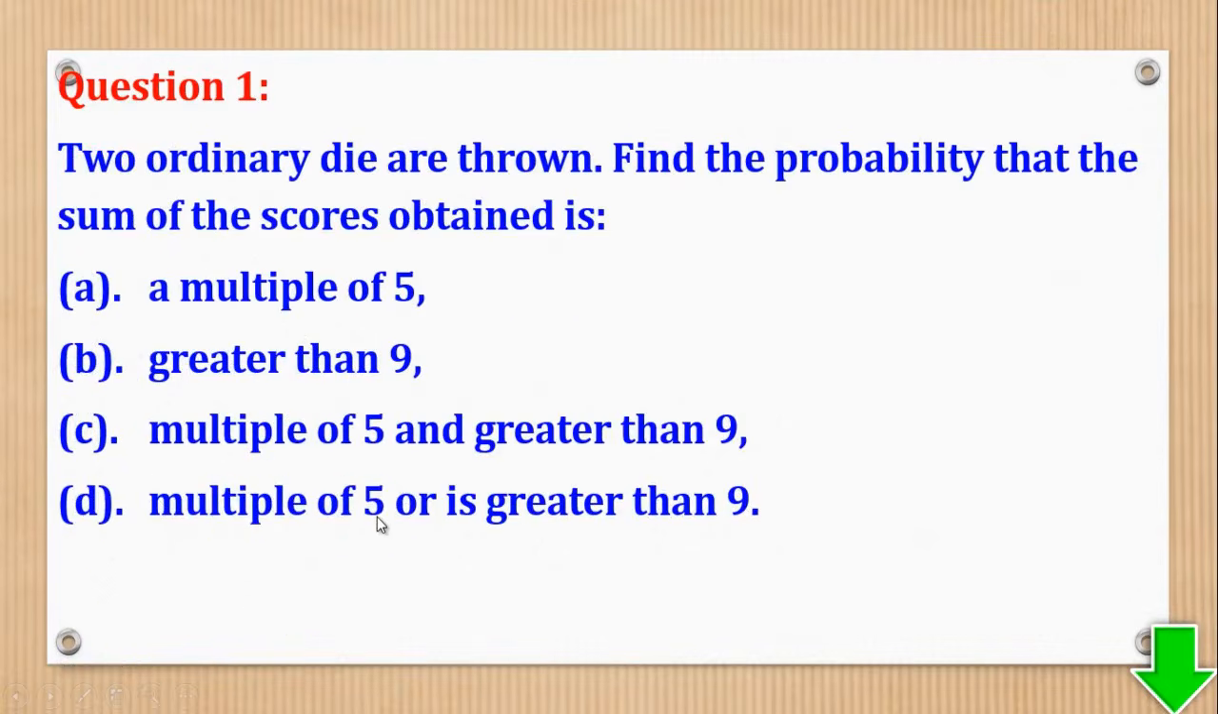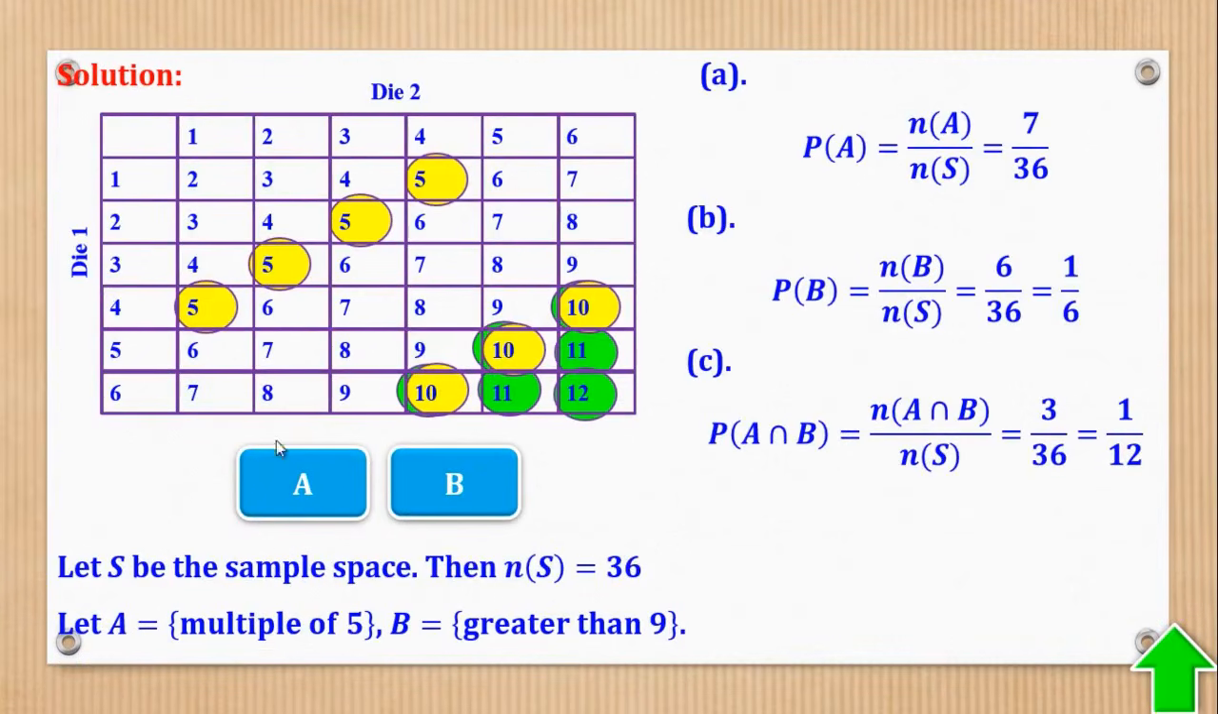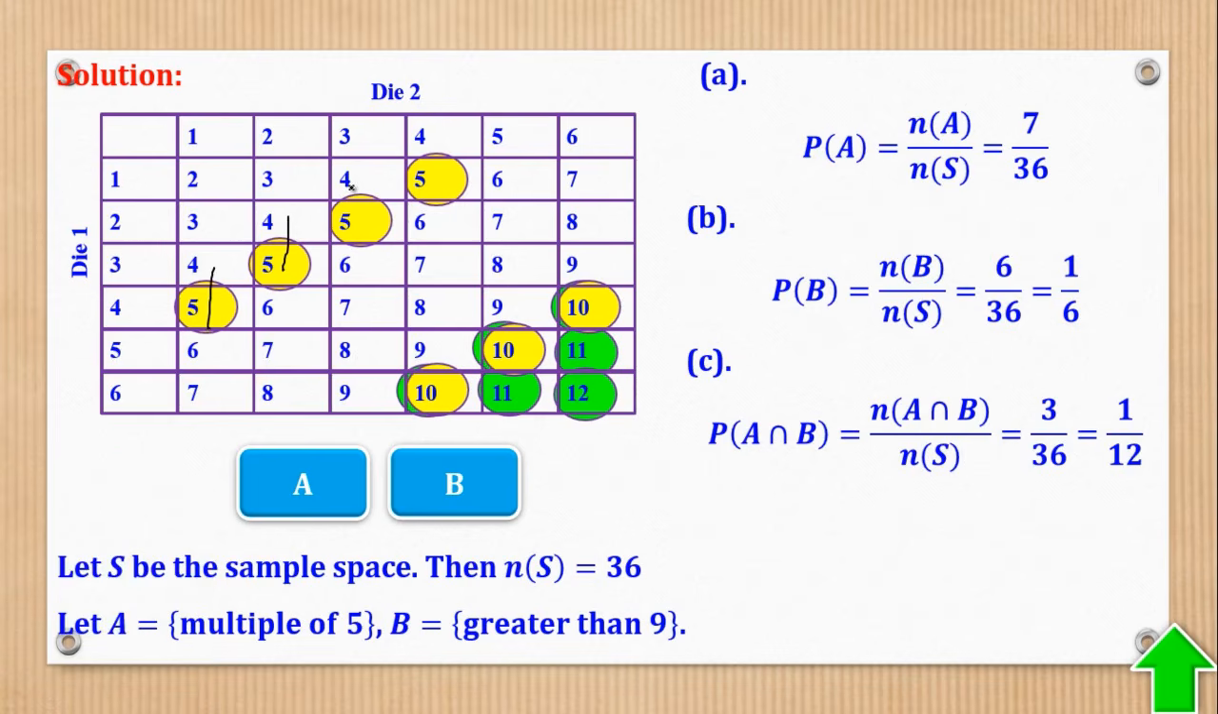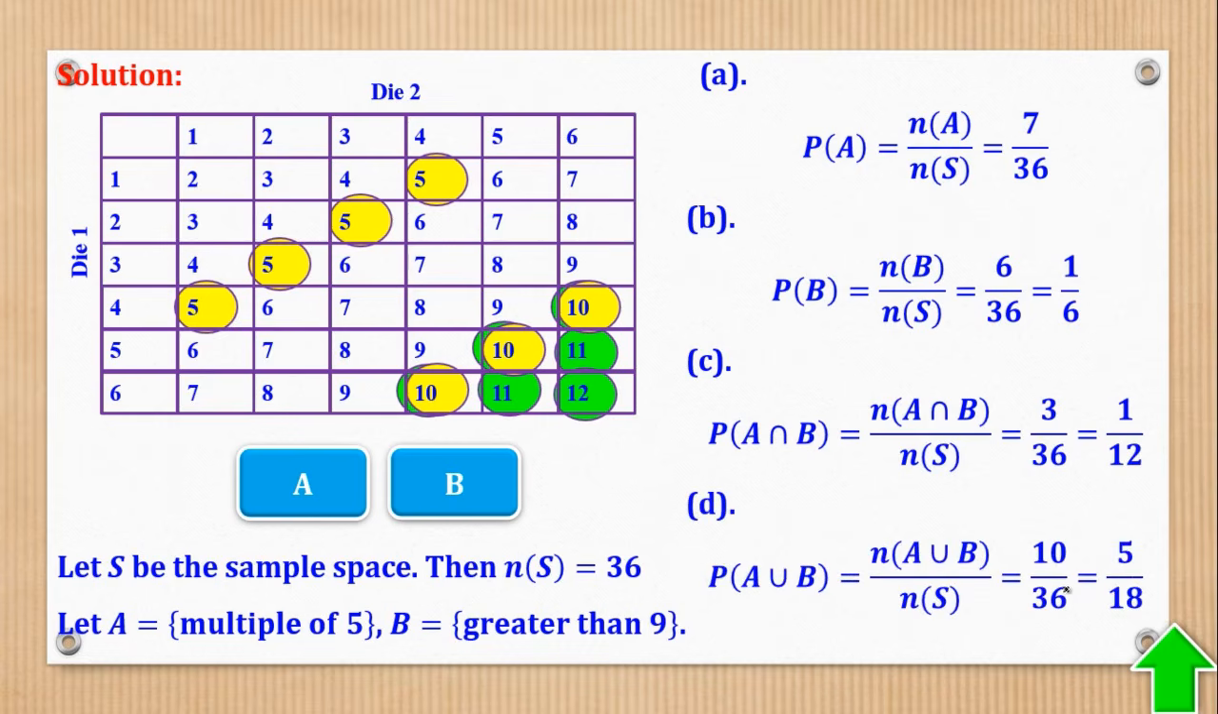Then next is multiple of 5 or greater than 9. That means you take everything that is shaded. Therefore we count but without repetition. So 1, 2, 3, 4, 5, 6, 7, 8, 9, 10. Therefore the required probability will be 10 over 36. This has been got by counting, or you can choose to say probability of A union B is equal to probability of A plus probability of B minus probability of A intersection B. So you will still get the same answer.